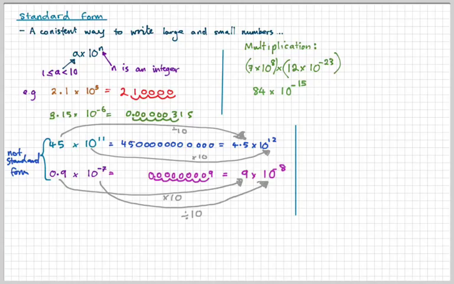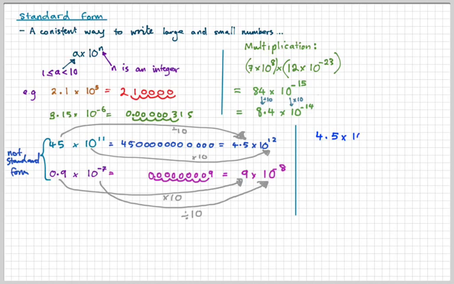84 times 10 to the minus 15, well, that's not in standard form, so we can use the technique from earlier. We're going to change this to 8.4. Okay, that's dividing it by 10, so I have to times this by 10 to give me 10 to the minus 14. Dividing by 10, timesing by 10.